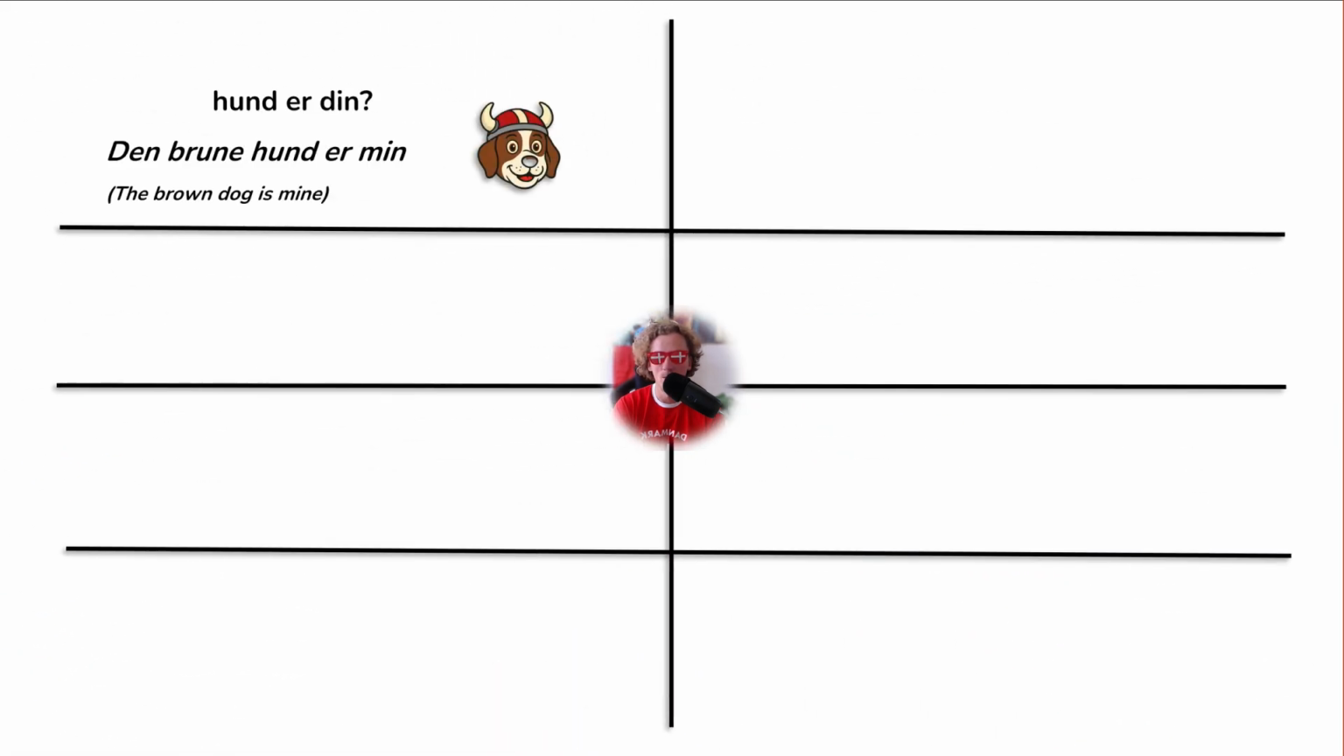Here we're going to take a look at some sentences looking like this. The thing is, something is missing. Yeah, that's correct. The question word is of course missing. So, hund din. And the answer is, den brune hund min. The brown dog is mine. We want to ask, which dog is yours? Hvilken hund din? Which dog is yours?